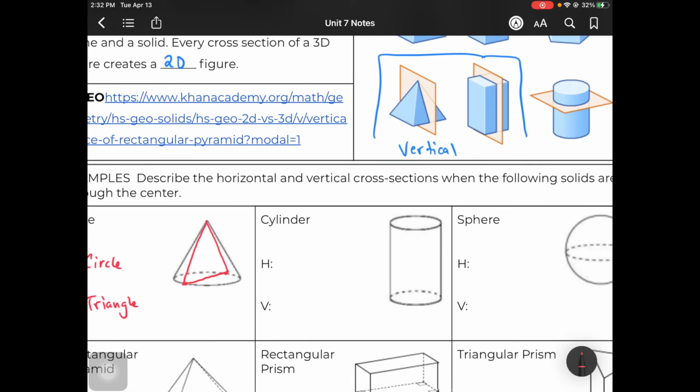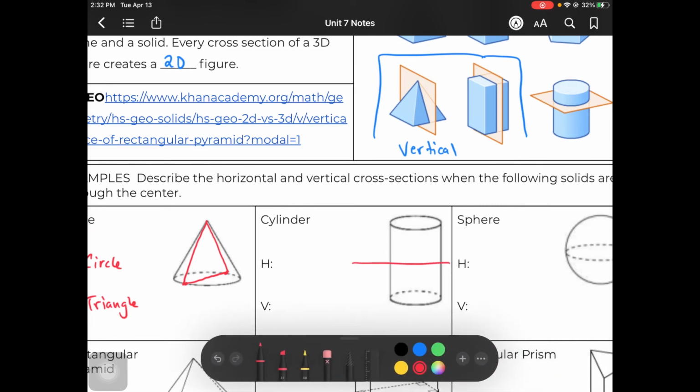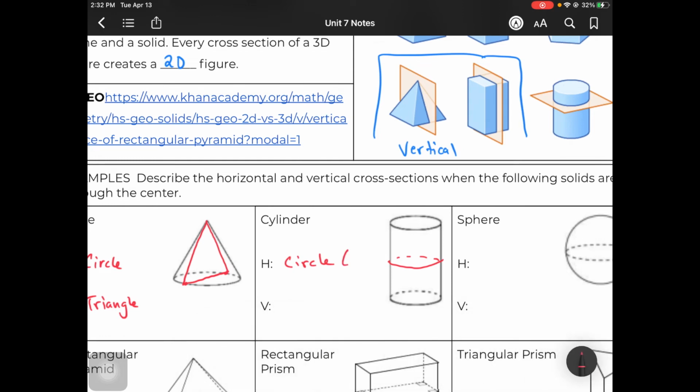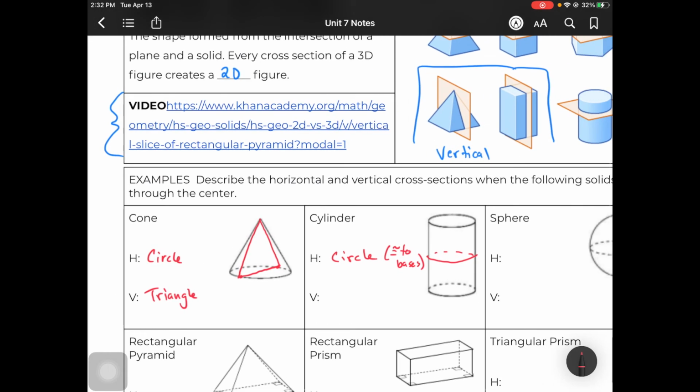Okay? So with a cylinder, again, let's look at the horizontal left to right through like that. Okay? That creates a curve around this side, curve around the back. We're slicing right through the middle. That's another circle. Now that circle is congruent to both bases, all right? But this cone circle that we had is smaller than the base.